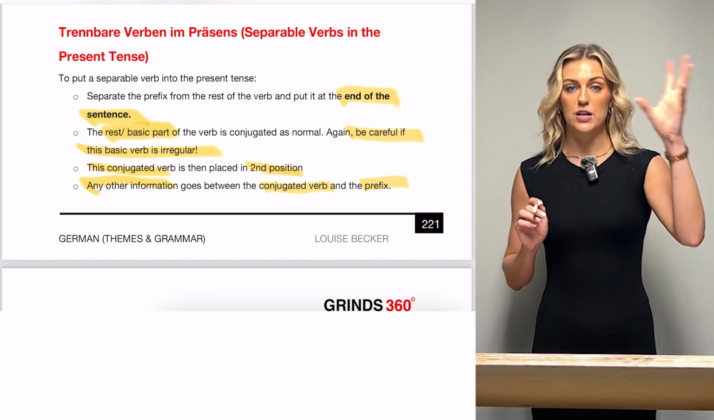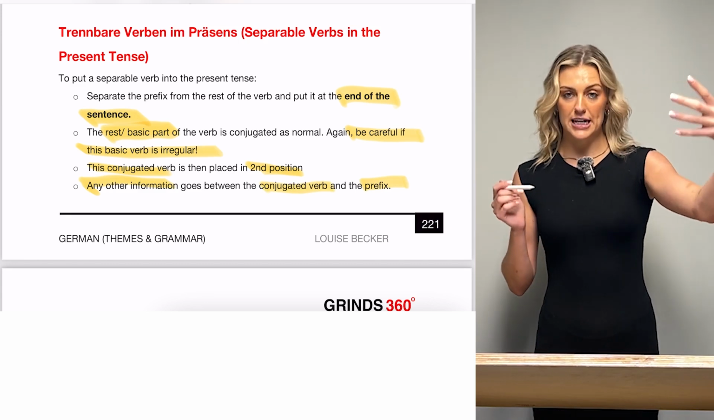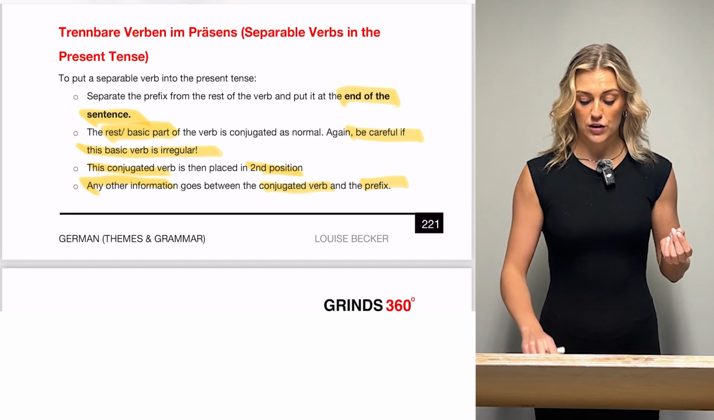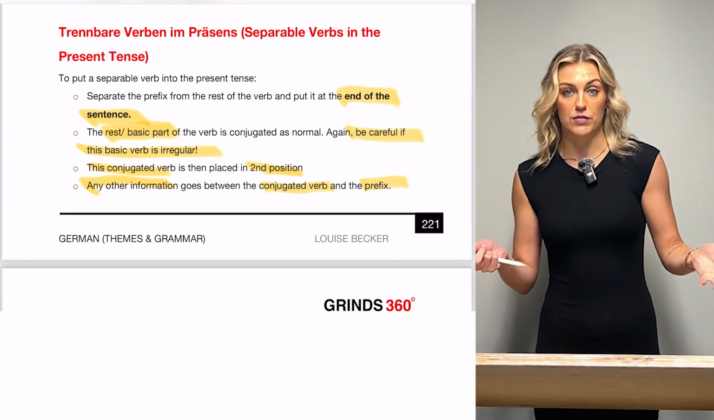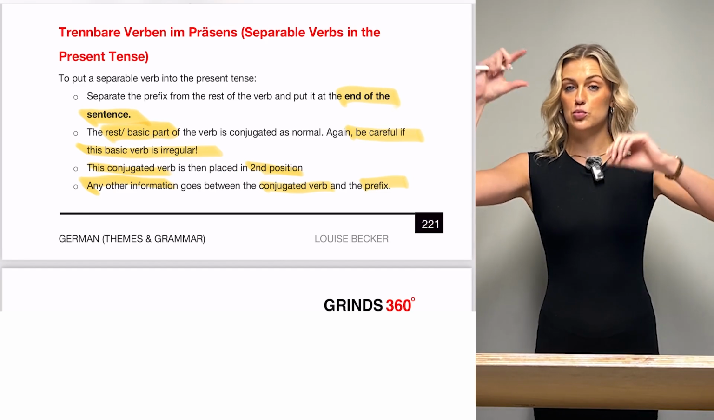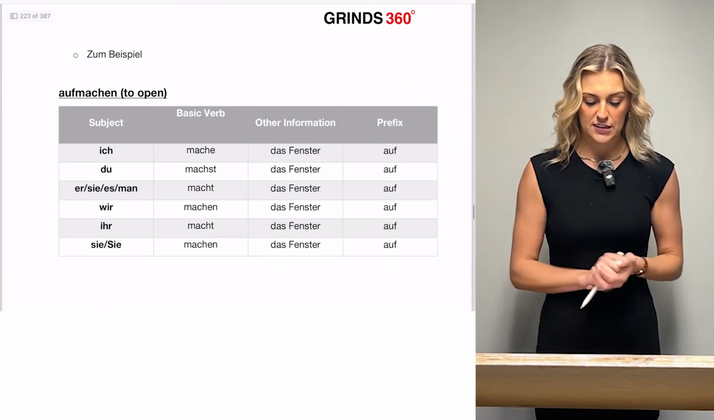So separate your prefix, put it at the end, conjugate your main verb as normal, being careful if it's irregular, put it in second place. If you have any other information, then you may not have any other information, that's it. If you do have any other information in the sentence, it will go between your main verb and your prefix, okay? So, zum Beispiel, here's an example.